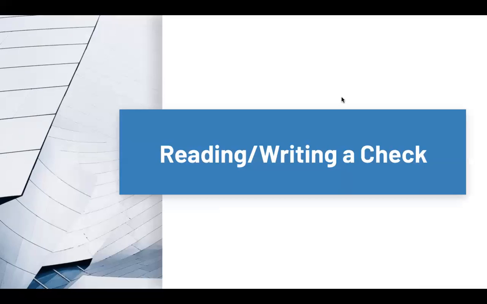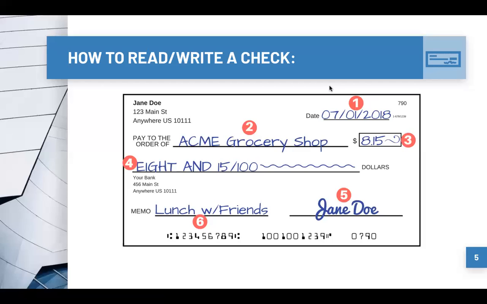So for reading and writing a check, as you all have been starting your adult lives, I don't know if you've written a check before, so I'll just go over the basics of what everything is. At number one, you have the date, the day that you write the check. Number two, you have the group or person that you are giving the check to. Three, you have the number amount of how much you are paying.